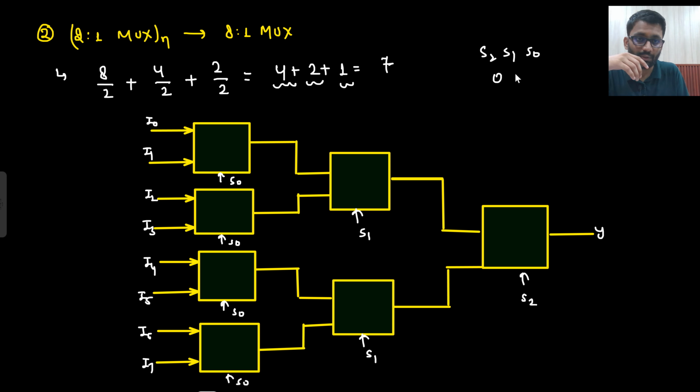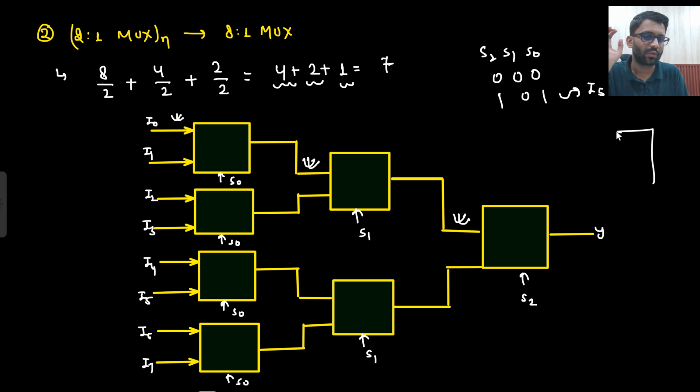If I take 0, 0, 0, so if S2 is 0, it will look at this. If S1 is 0, it will look at this, and if S0 is 0, it will look at this. So I0 will travel here and go there. Let's take a random example, 1, 0, 1. What do you expect? In 8 cross 1, if 1, 0, 1 is there, you will expect I5, 1, 2, 4. So let's see if we are getting it or not.